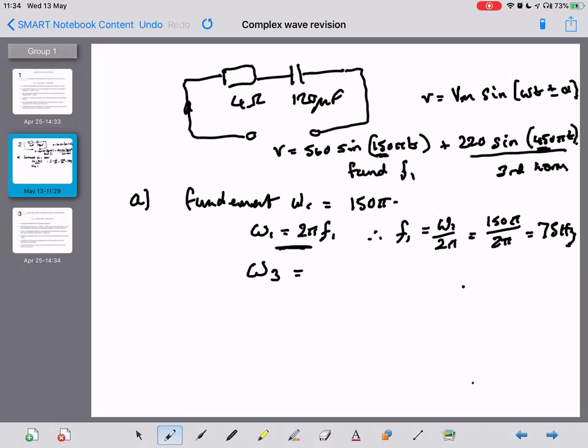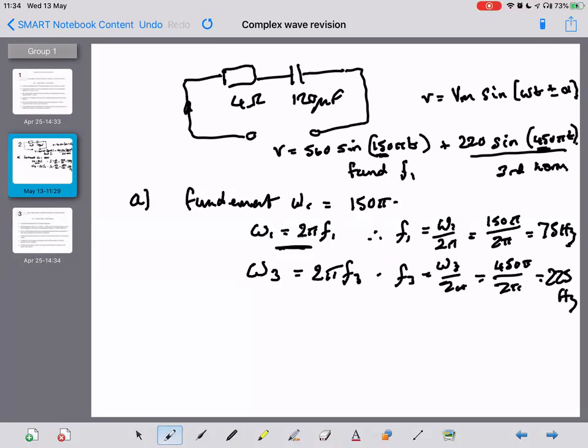So that's omega 3 equals 2 pi f3, so f3 is omega 3 over 2 pi. And you've done 450 pi over 2 pi equals 225 Hertz. Easy.